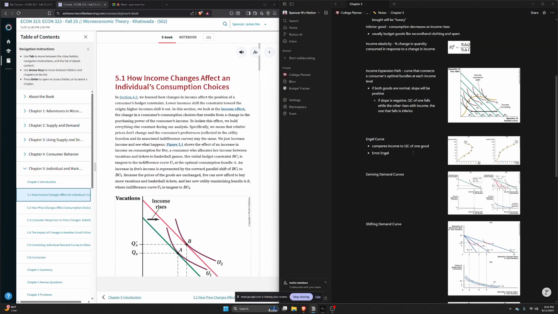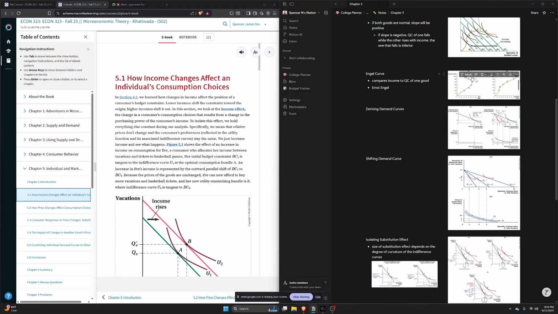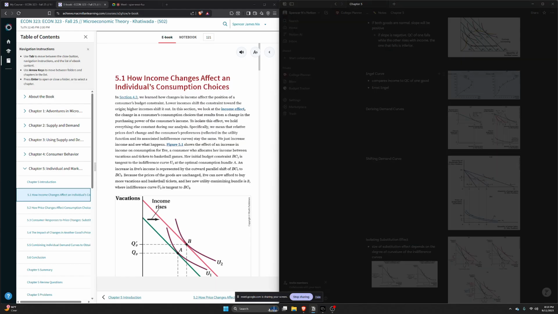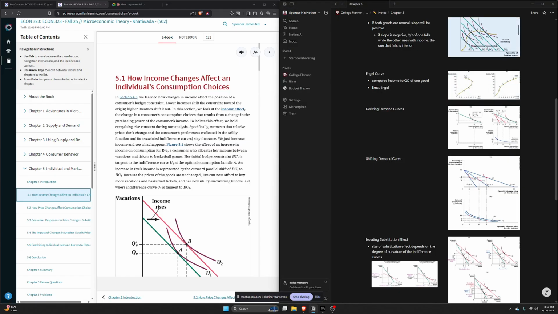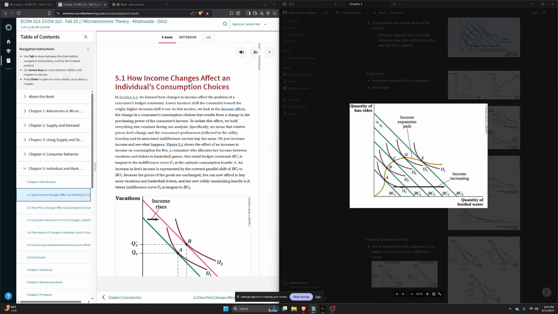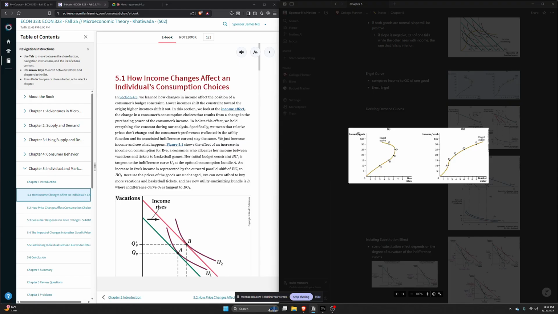Okay. This is the Engel curve. It didn't really come up in the homework. I mean, there was a graph similar to this one, but it only shows one item. So like on this graph, it shows 2 items. This one compares income to one item. So you can see if it's an inferior good or a normal good for just one item.